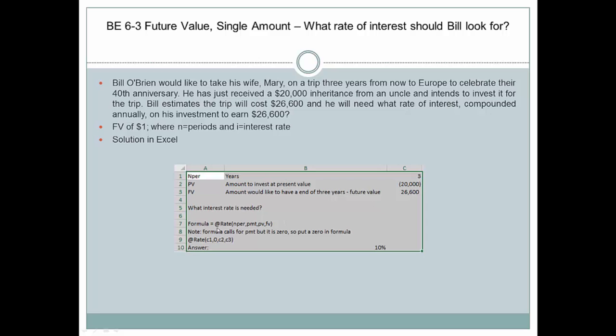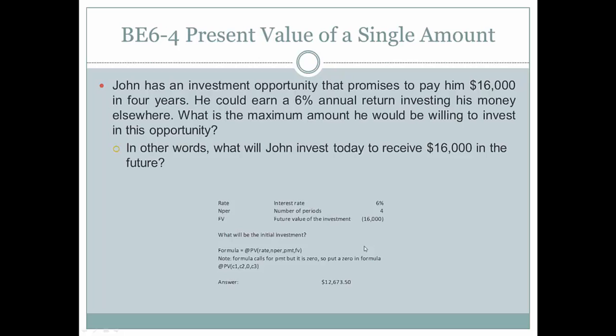So now our formula changes. It is at rate, number of periods, payment, present value, future value. Note the formula calls for a payment, but it is 0, so put 0 in the formula. So the rate is equal to C1, the value in cell C1, the 0 value, C2, which is $20,000, and C3, which is the $26,600, and it will yield an answer of 10%.